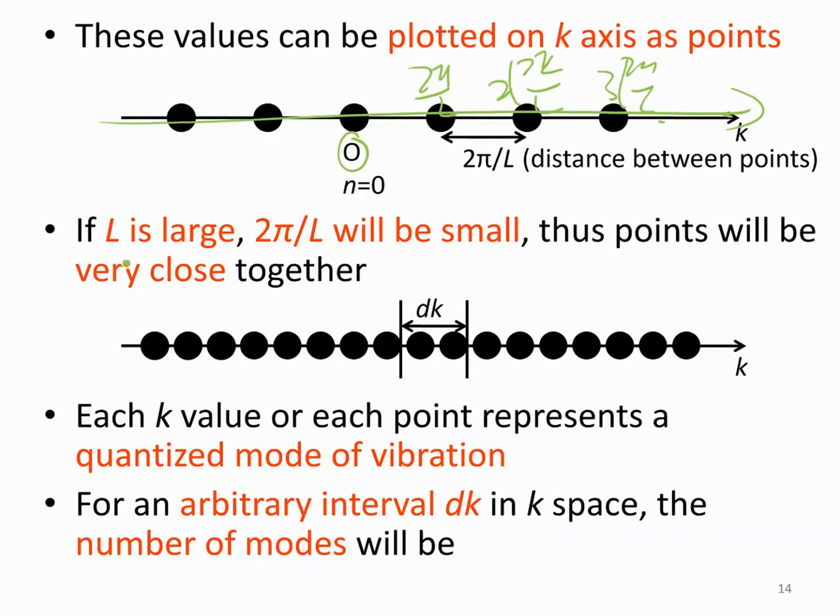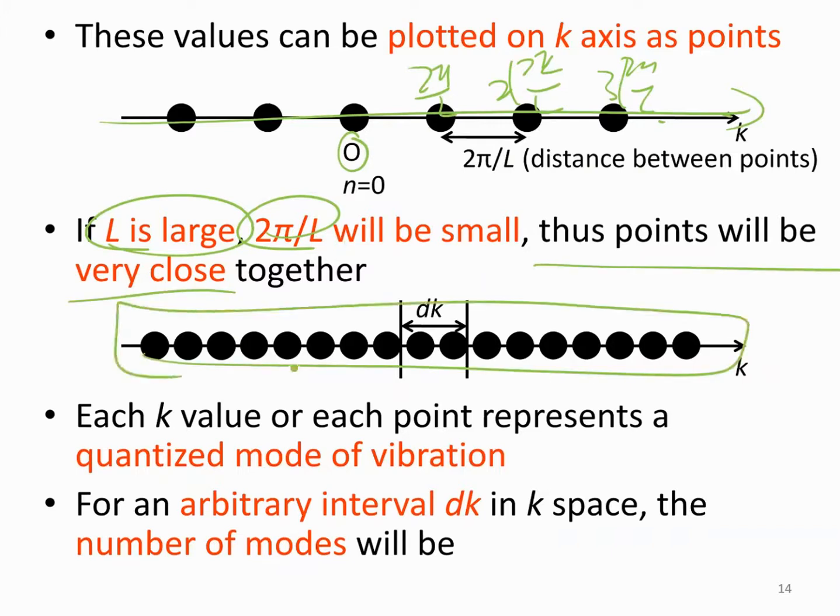Okay, so when L is large, then 2π over L will become small. Then the points will become closer. Why? Because 2π over L is reciprocal. When L is large, this 2π over L becomes smaller, so the distance becomes smaller, although it's still 2π over L. Just because L is large, the points will become very close together. So each k value, or each point, represents one quantized mode of vibration.